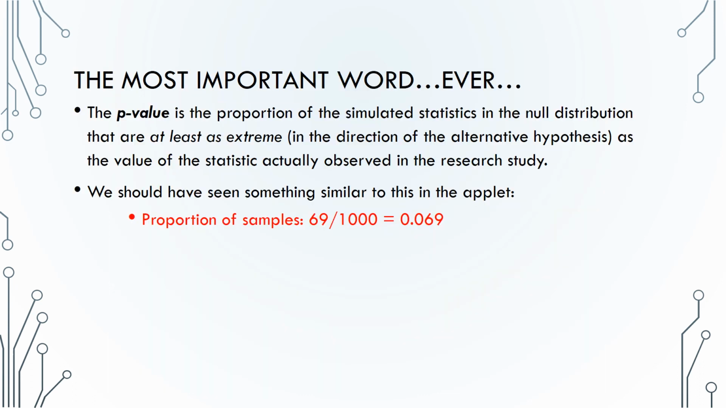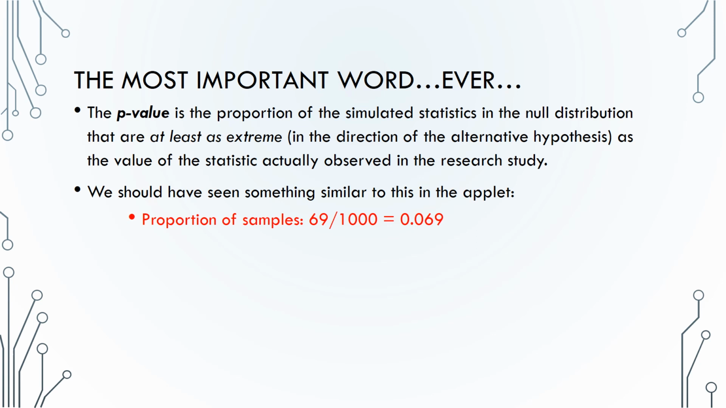The p-value is an extremely important word in this class. You really need to understand what it means and how to interpret it. The p-value is defined in your textbook as the proportion of simulated statistics in the null distribution that are at least as extreme in the direction of the alternative hypothesis as the value of the statistic actually observed in the research study. For the water tasting example, you should have gotten something close to 0.069 as the proportion of samples, or your p-value. But, of course, in this class, obtaining that value is a lot less important than understanding what it means or being able to interpret it in the context of the problem.